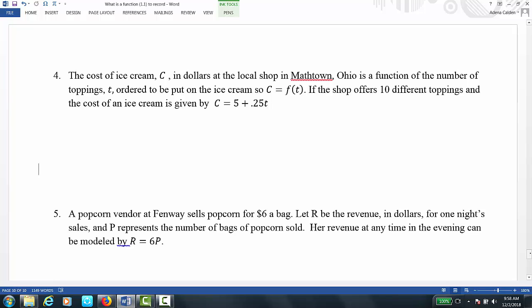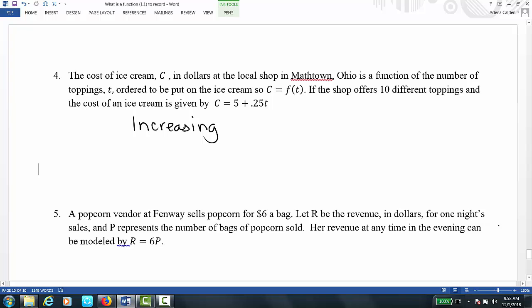I can see by the setup of this problem that as I plug in various values of t, my C values are going up and up and up. So this function is increasing. Since there's no places where I stop increasing or I start decreasing, I can just say in general that the function is increasing.